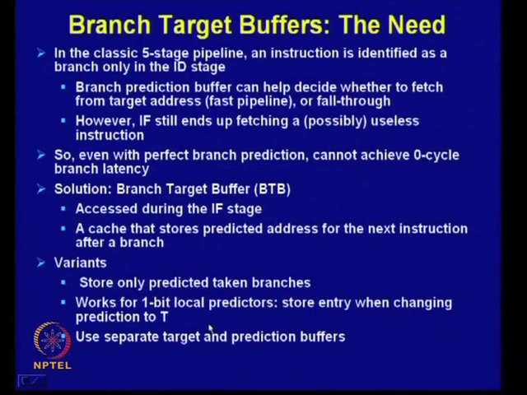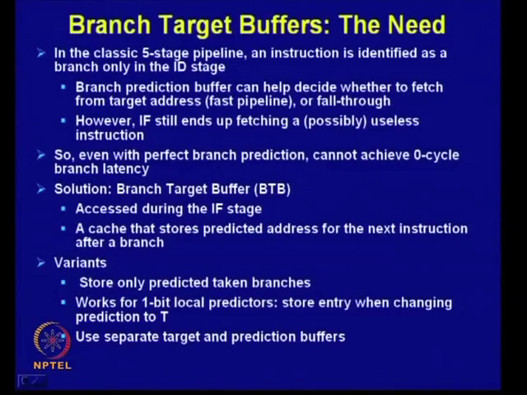And this works well for a 1-bit local predictor, with an entry stored when changing the prediction to taken. That means when the prediction changes, that address has to be changed, and only taken branches' information is stored in the branch target buffer, using separate target and prediction buffers. So, you can use two separate buffers, one where you store the branch predictions and another where you store the branch target, that means where it will jump.